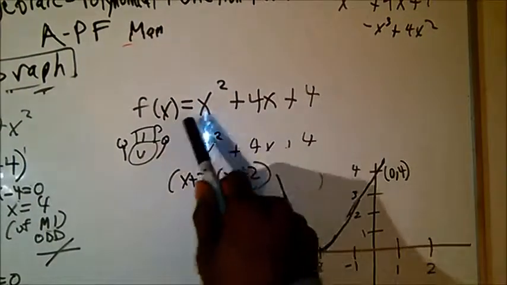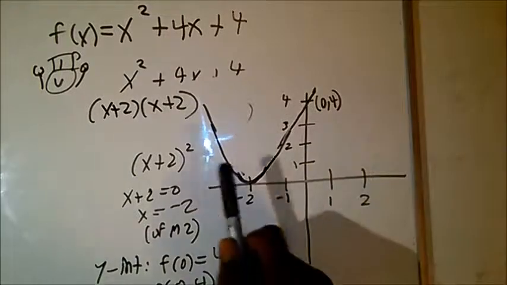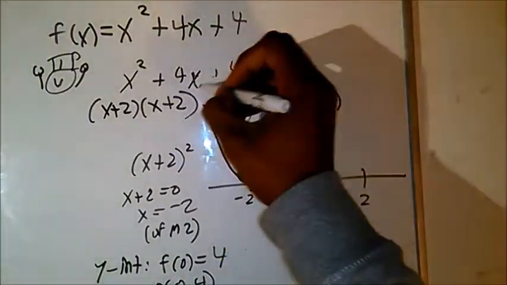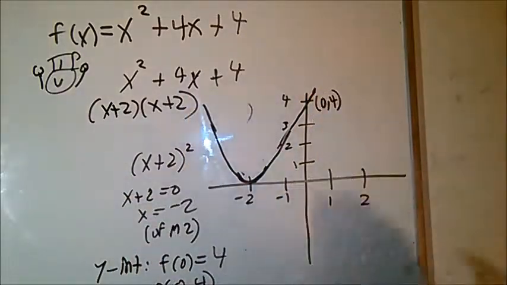Your homework was f of x equals x squared plus 4x plus 4, right? You should have gotten a graph like this, right? Something like this. Does your graph look like this?